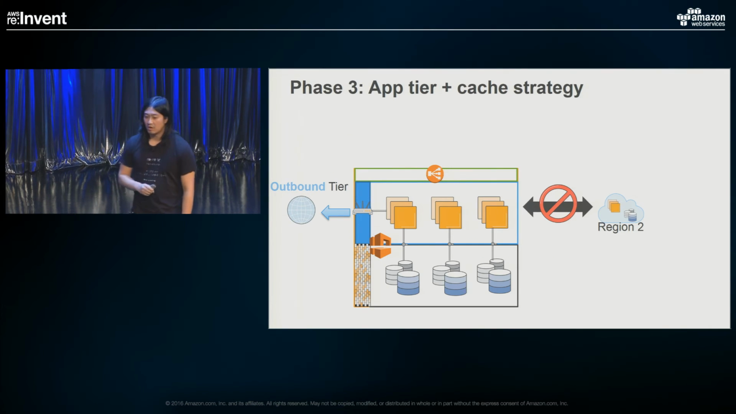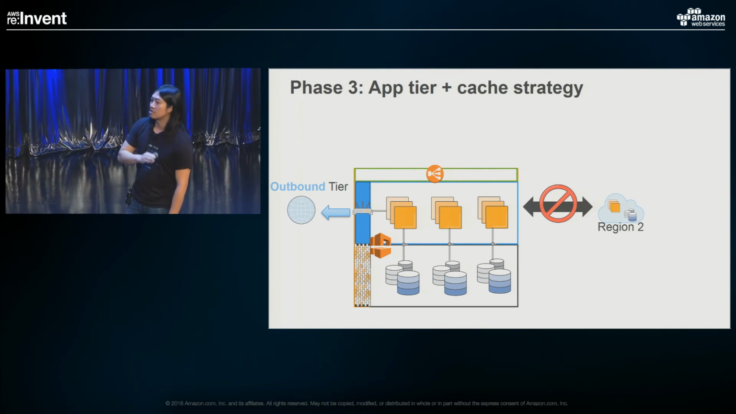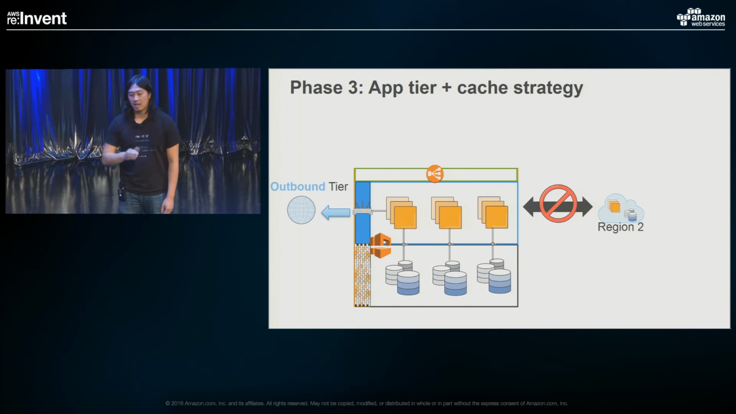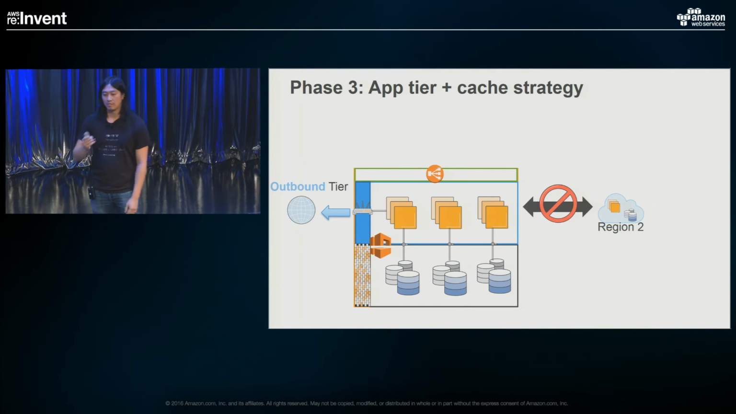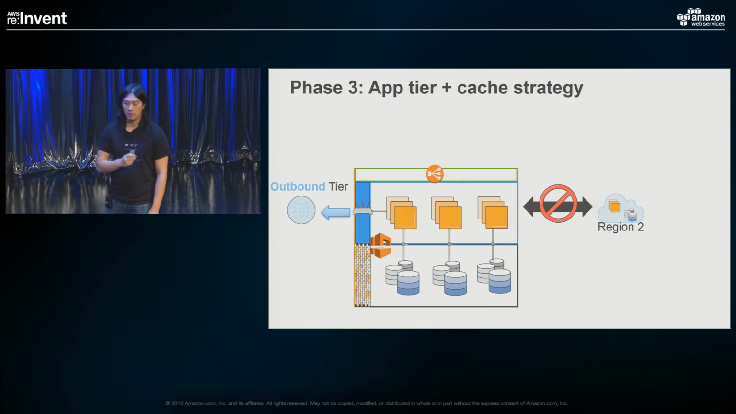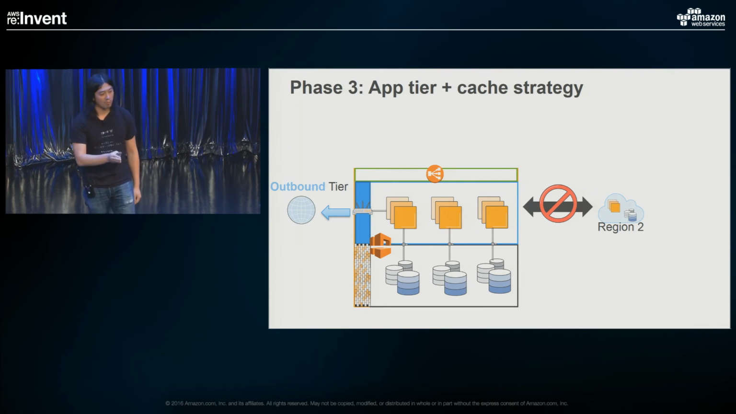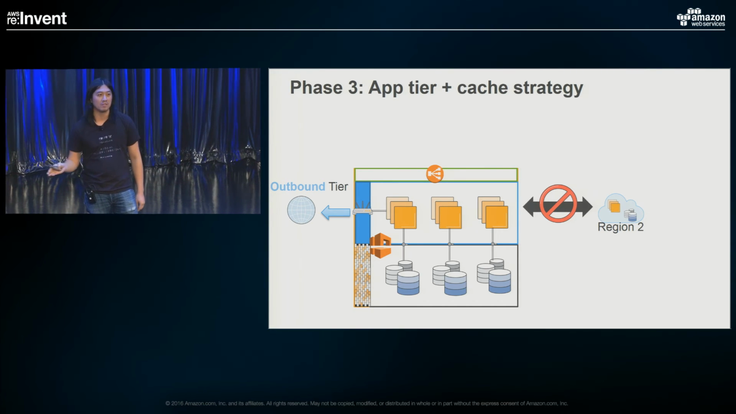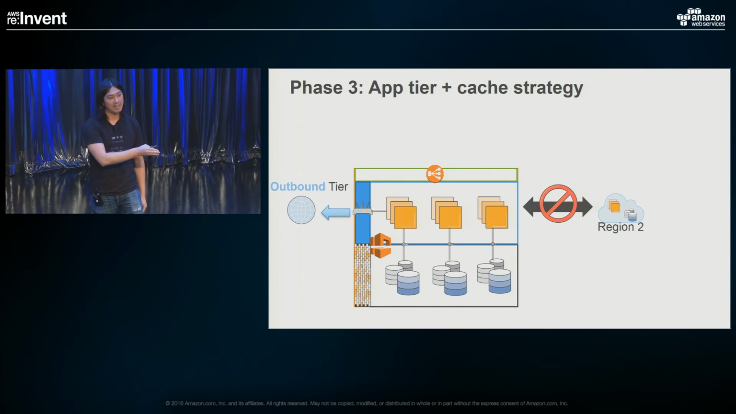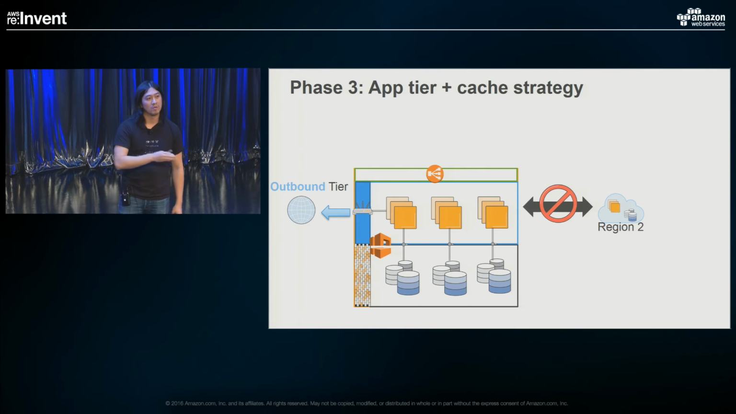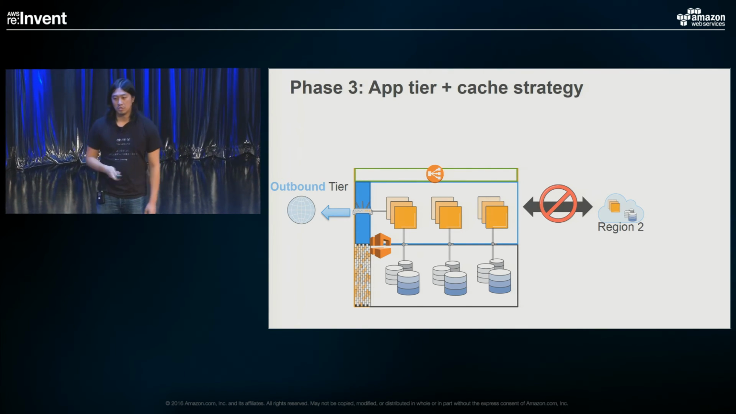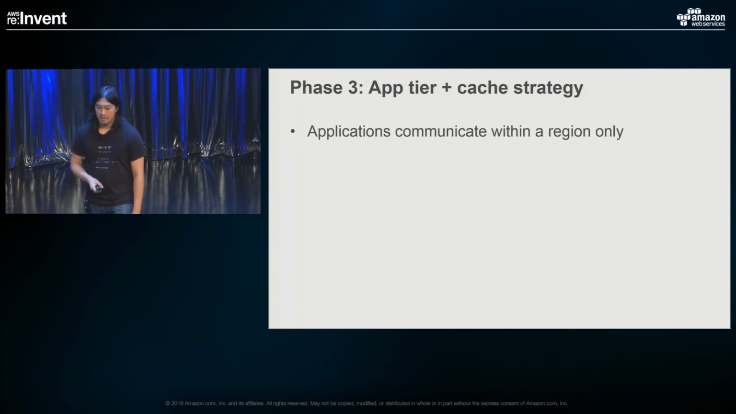And then we needed also an app tier and caching strategy. How do we want to manage how apps talk between regions? We took a very simple approach. We said, you know what? How about we just don't have apps talk across regions? Why don't we make sure that an app from region 1 does not talk to a database in region 2, or microservice A in region 1 doesn't talk to microservice B in region 2? So that's what we chose.